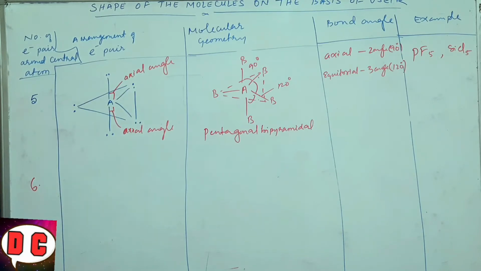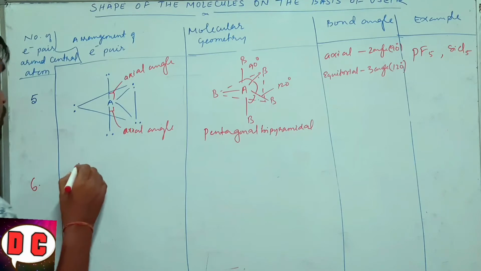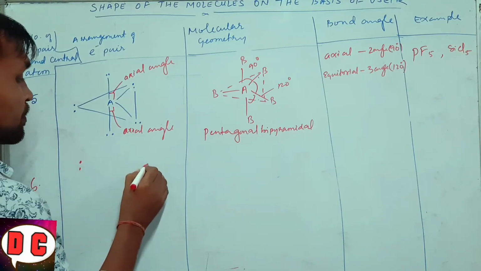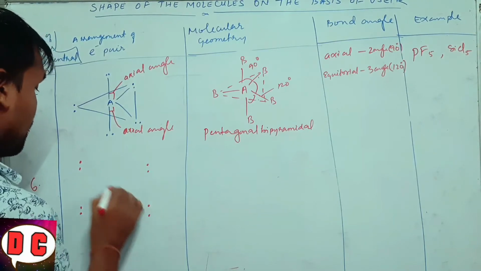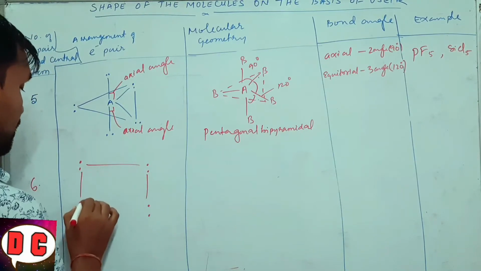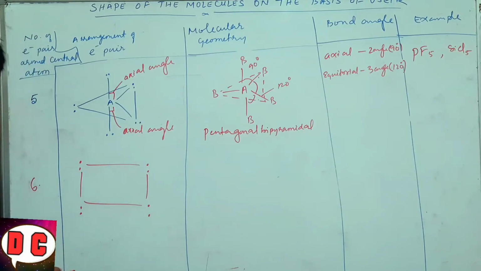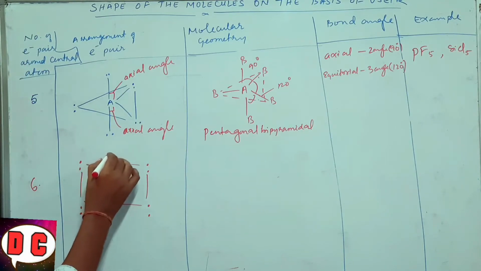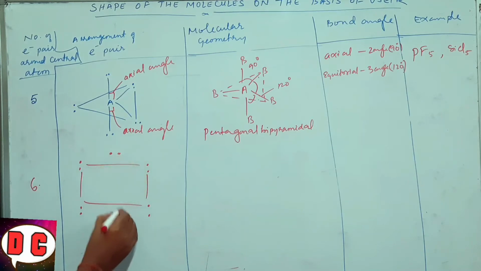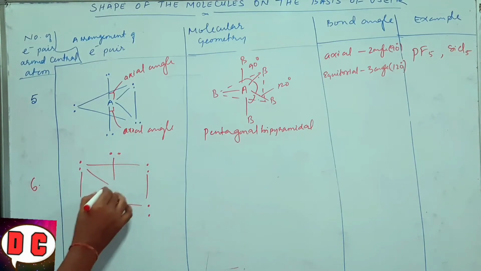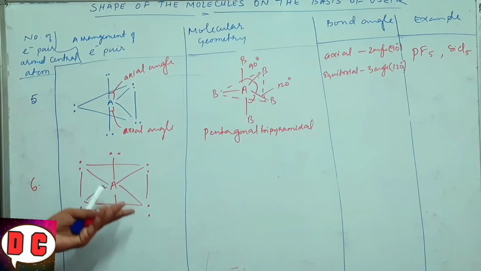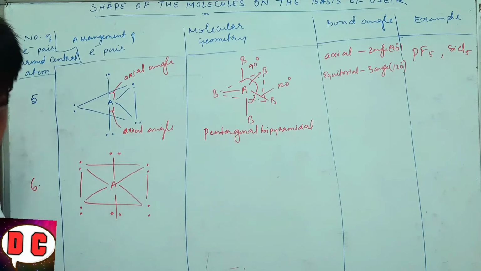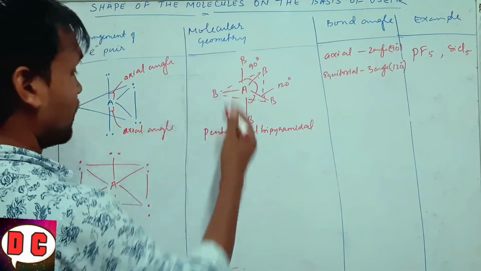If there are 6 pairs of electrons around the central atom, then how will the arrangement be? 1, 2, 3, 4, 5, 6. The arrangement will be somewhat like this. Electron pairs, we will be arranging in this manner. This will be the arrangement of electrons. Okay, got it? So here we'll do the molecular geometry.